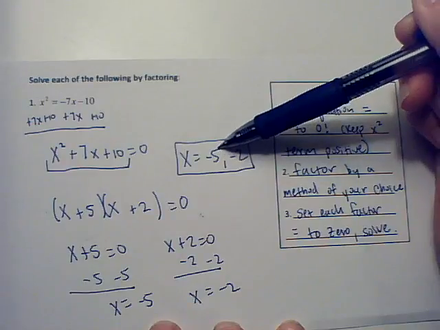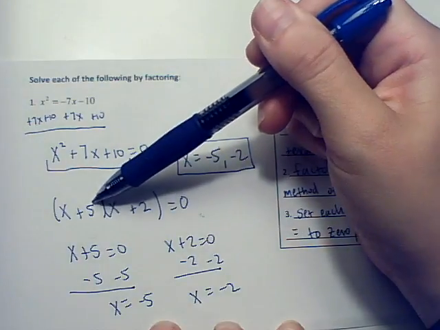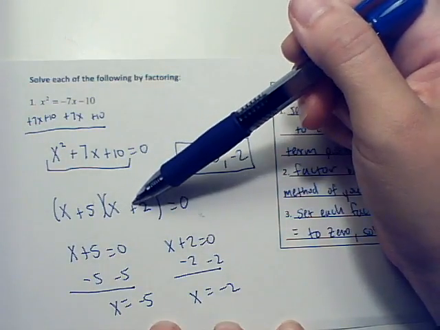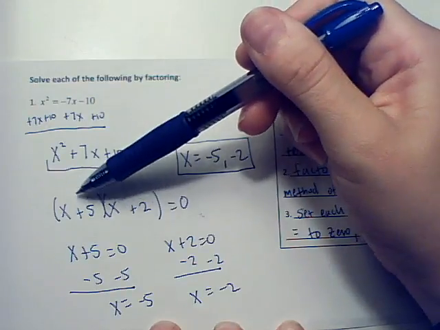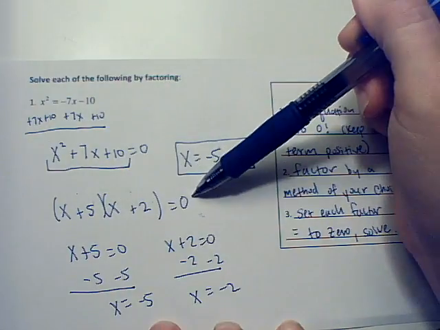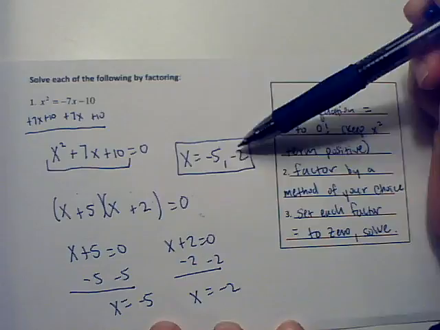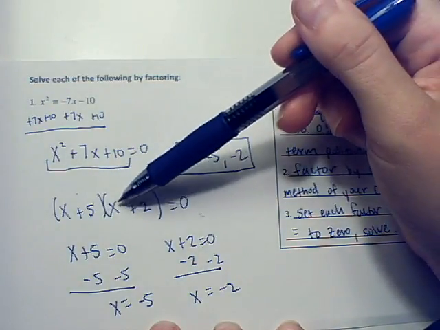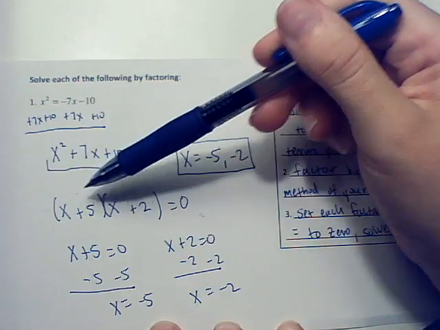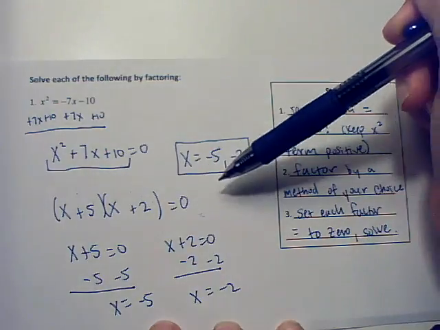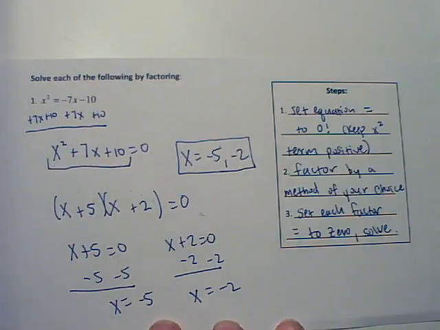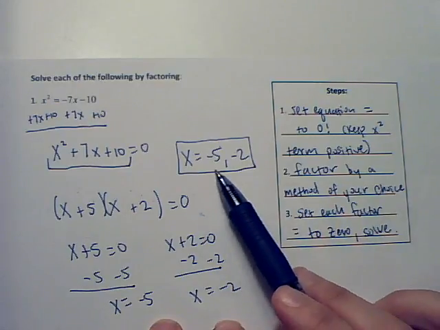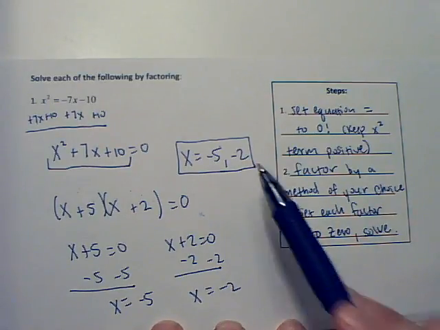So let's plug it in. Negative 5 plus 5 is 0, and negative 5 plus 2 is negative 3. 0 times negative 3 is equal to 0, so that works. Same idea, negative 2 plus 5 was 3, and then negative 2 plus 2 is 0. So 3 times 0 is still 0. So that zero product property is what allows you to get two answers here. So negative 2 and negative 5. Okay, take a look at the next example.